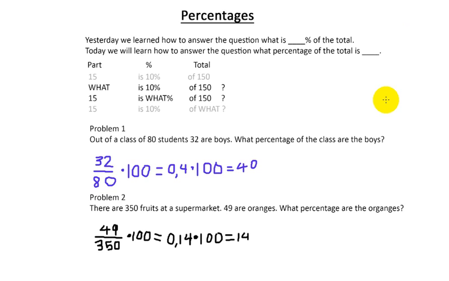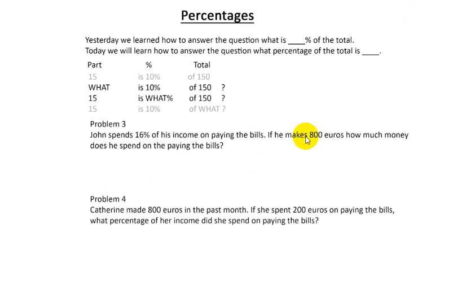Next, I'm going to write 2 problems, and I want you to try and identify which method you should use on each of these problems. Okay, so let's solve problem 3 together. John spends 16% of his income on paying the bills. If he makes 800 euros, how much money does he spend on paying the bills?